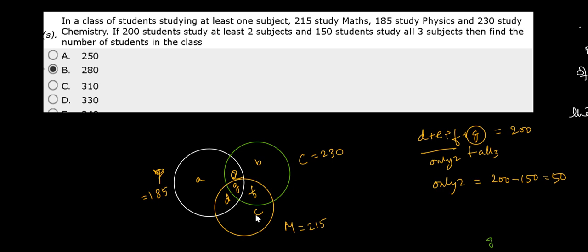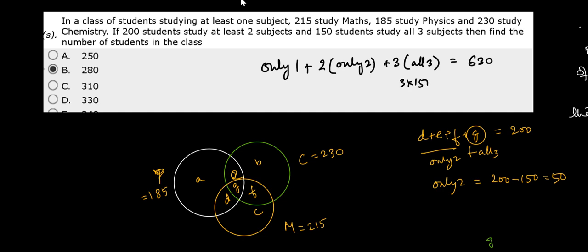Next, what will we do? We have only one plus twice only 2 plus thrice all 3 is equal to the sum, which is 630, right? So all 3 is how much? 150. 3 times 150 is 450. Only 2 we have found out is 50, so 2 into 50 is 100. We need to find only 1.